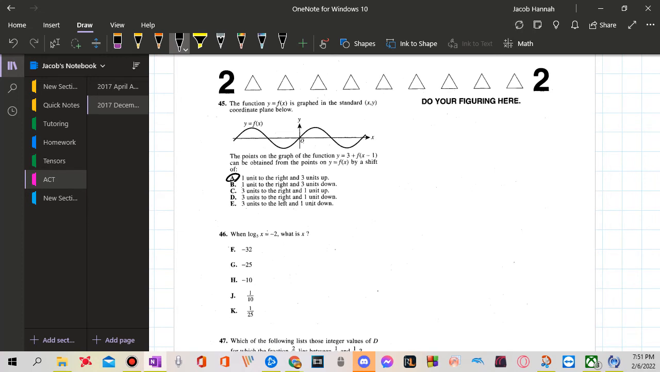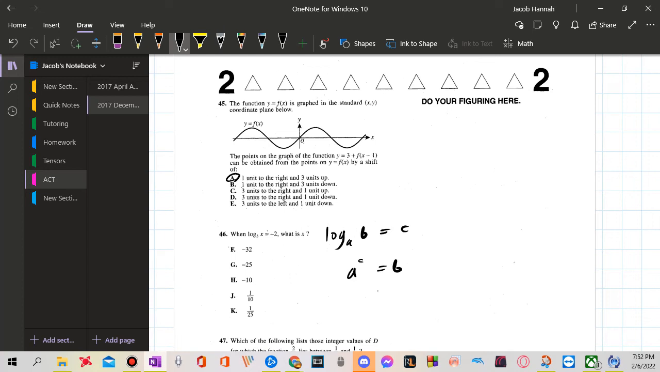When log base 5 of x equals -2, what is x? Alright. So how I remember this is log base A of B equals C, and this equals A to the C equals B. So C in this case is -2. Alright, so 5 to the -2 is 0.04.